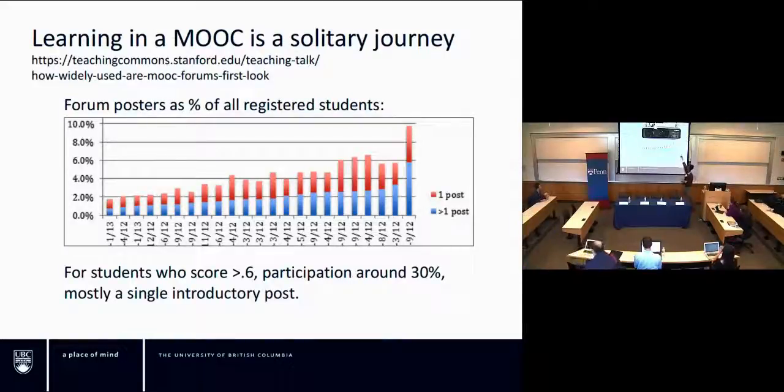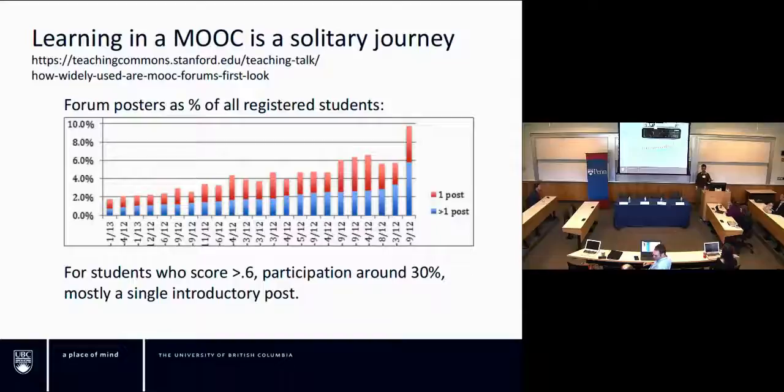Most of them post only one post. Usually it's an introductory post like, hey, I'm John, I'm glad to meet everyone, I'm looking forward. So that's the red. And the blue, we see below 2% of the students actually engage in the forums. That's Stanford data. I think it's about 2 years old.